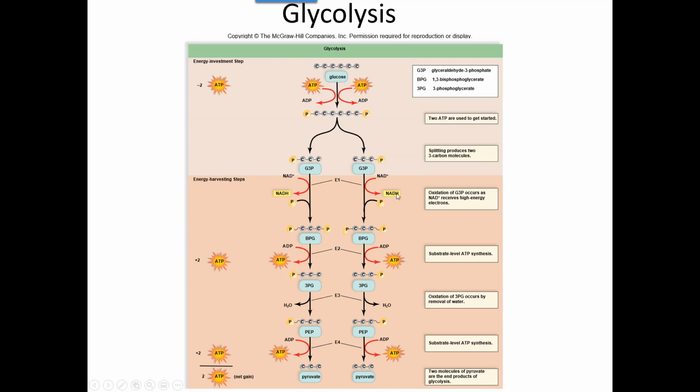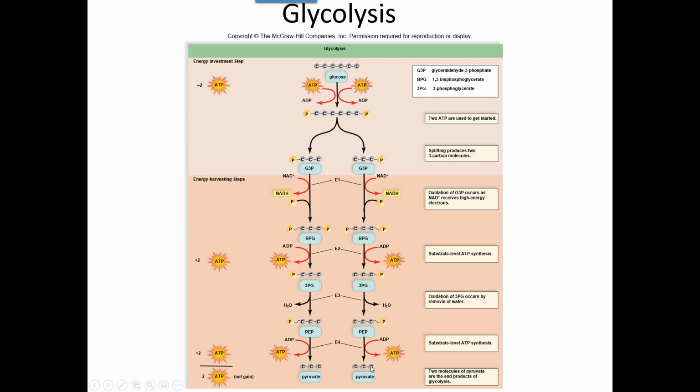We get out some ATP here. We get out some more ATP here. And ultimately, we make a final product at the end of glycolysis of pyruvate. So we put in glucose. We get out 2 pyruvates. We still have 6 carbons. We haven't lost any carbons yet.